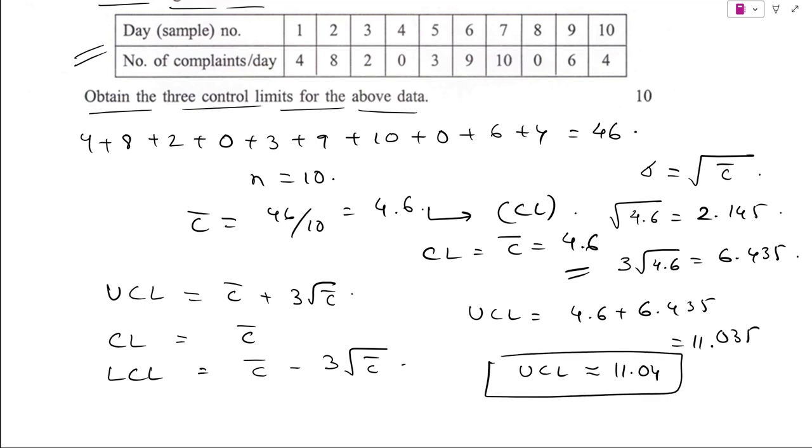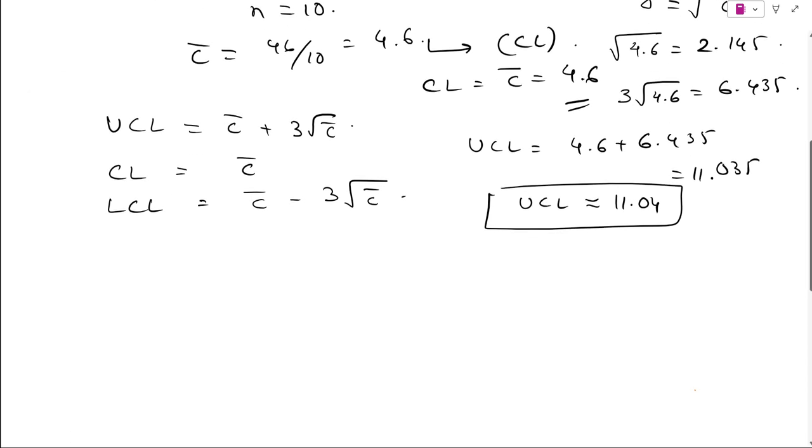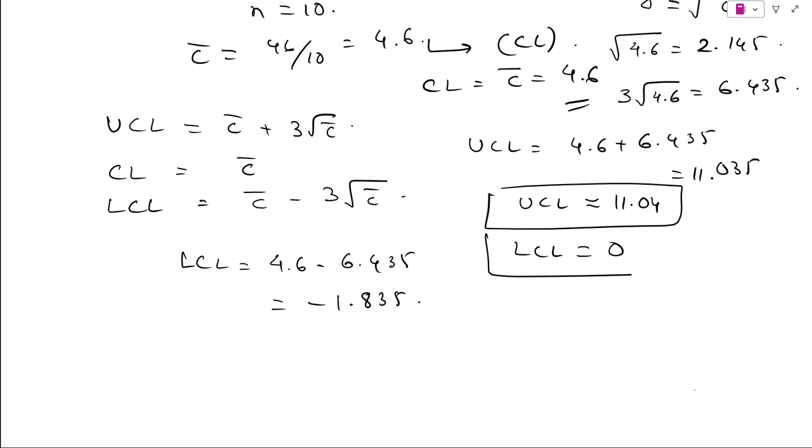Now calculate the lower control limit, LCL. LCL is 4.6 minus 6.435, so this is minus 1.835. But the number of complaints can never be negative, right? So whenever the LCL becomes negative, we replace it by 0. So LCL will be 0. Now, the final control limits. The upper control limit will be 11.04, and the central line is 4.60.